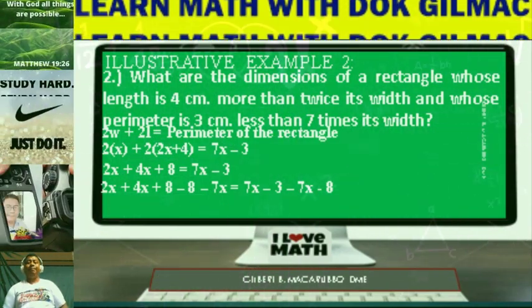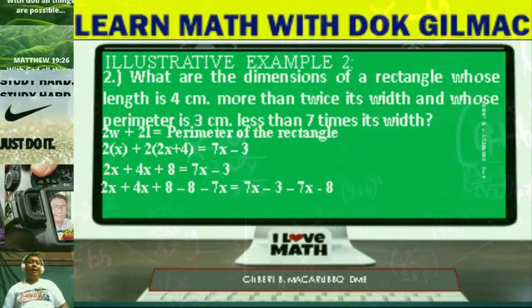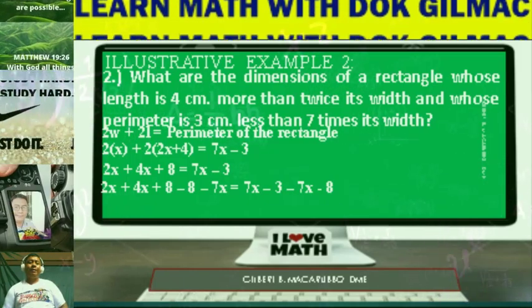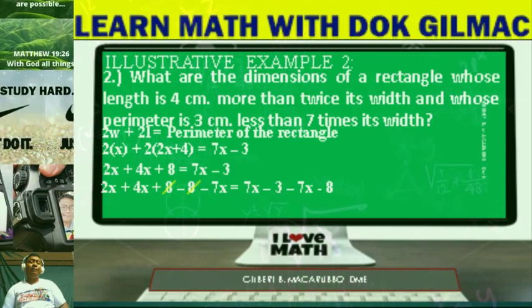X minus 8. We can just cancel 8 and negative 8 since they are additive inverse. Also, we can cancel negative 7x.